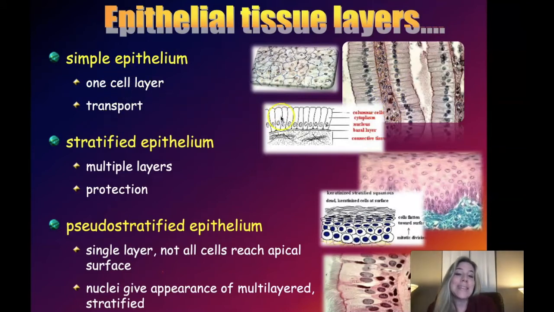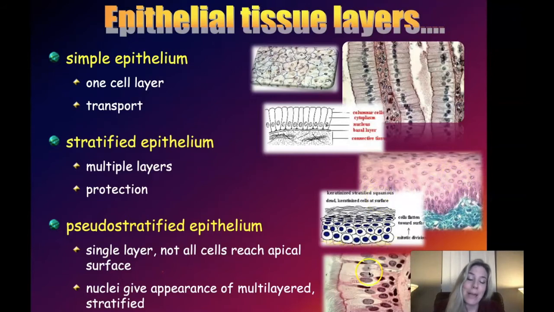Now, if you start stacking these guys on top of each other, then we have what's called stratified epithelium, so multiple layers of cells. And these are often found in parts of the body that require protection. So take a look at this layer here. You can see these are the nuclei of the cells. And so when you see that the nuclei are scattered about and sort of on top of each other, you know that you're looking at some stratified epithelial cells.